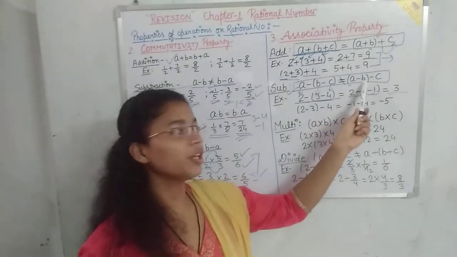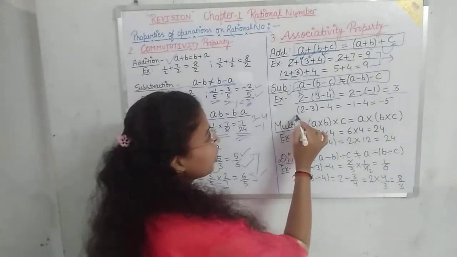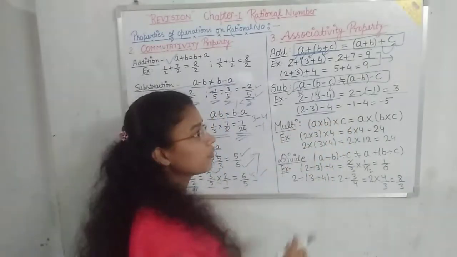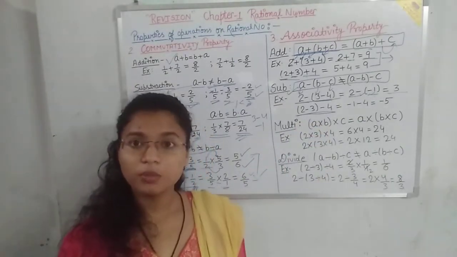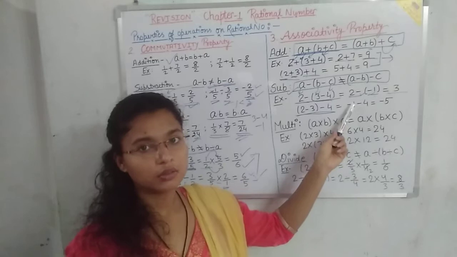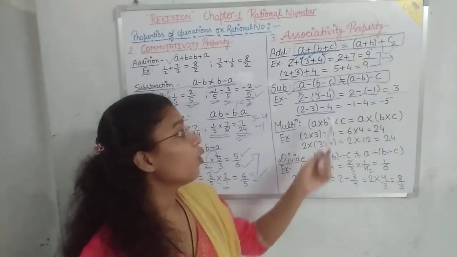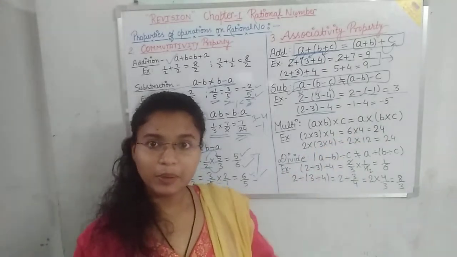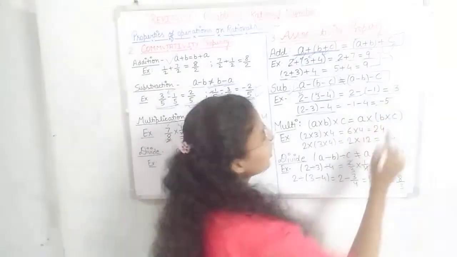A minus b in one bracket, then minus c is outside. When you put all the values, you will get this. Now solve the bracket. 2 minus 3. When you solve 2 minus 3, you will get minus 1. And then on the outside, minus 4 will be as it is. Now minus 1 minus 4 gives a minus sign and will always be a minus. So this will become minus 5.